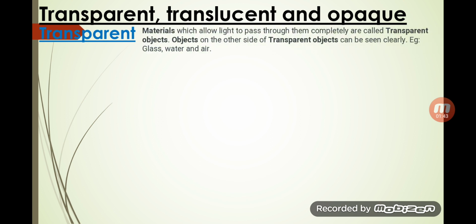It is very clear from the definition: materials which allow light to pass through them completely are called transparent objects. An object on the other side of a transparent object can be seen clearly.